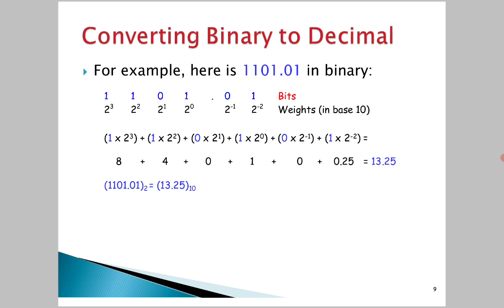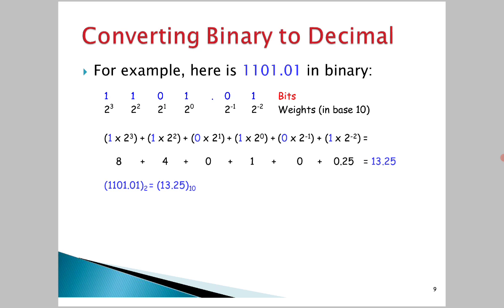So next step is converting binary to decimal. How to convert a binary to decimal number? For example, convert 1101.01 in binary to equivalent decimal.